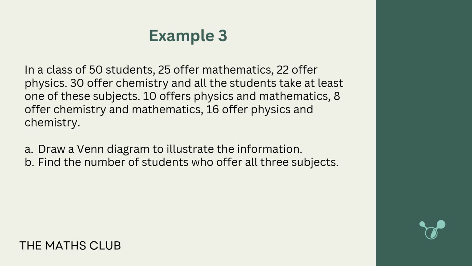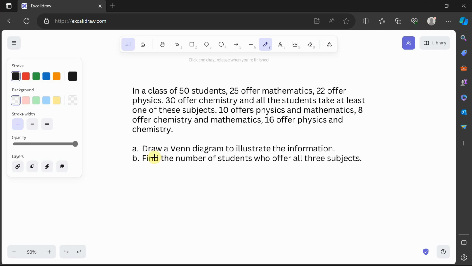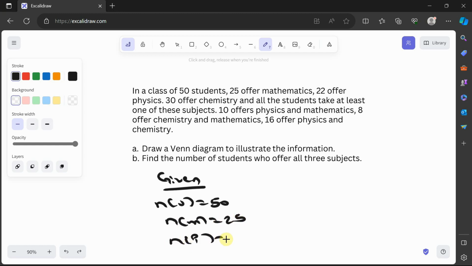Welcome back. Let's solve it together. If you look at the question, what are we given? We're told that the number of students is 50. That would be n of u is equal to 50. The number of people that study mathematics is 25. The number of people that study physics, that is n of p, is 22. The number of people that study chemistry is 30. And all the students take at least one of the three subjects. That means there is nobody that does not offer any of them.